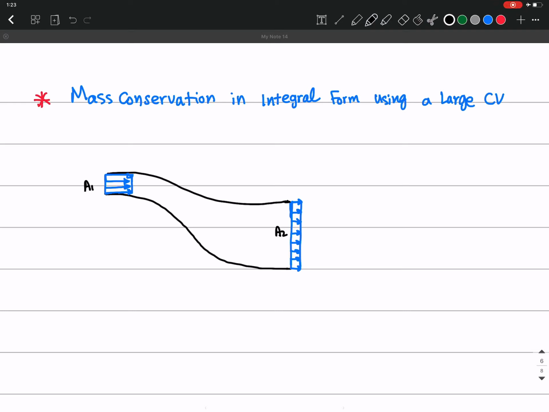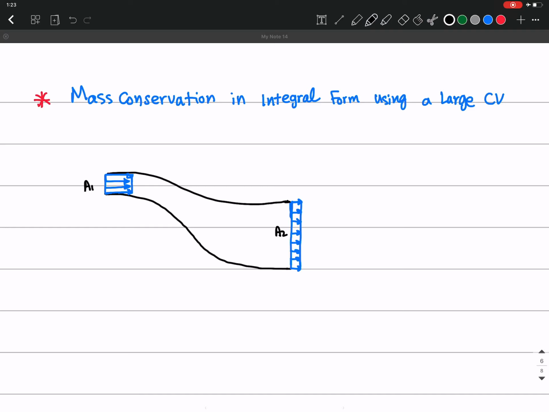Hello everyone. So in this lecture, I'm going to use large CVs to derive the mass and momentum conservation equations in integral form. First we will derive the mass conservation in integral form, and then I will talk about fluxes in general and the continuity equation, and after that we will similarly derive the momentum equation in integral form.